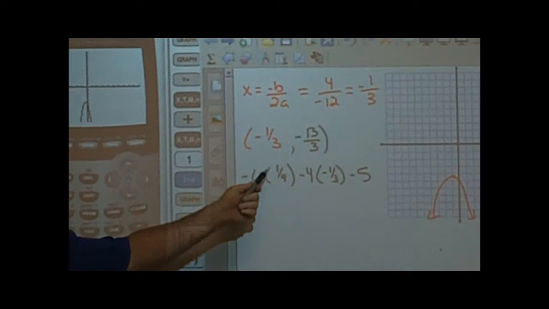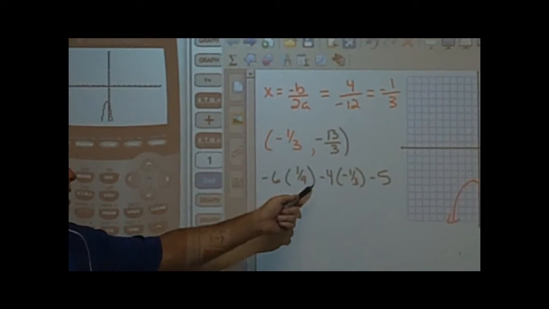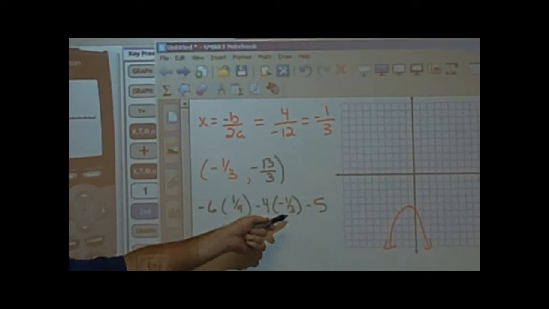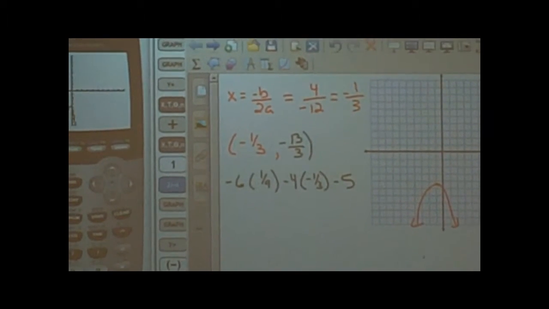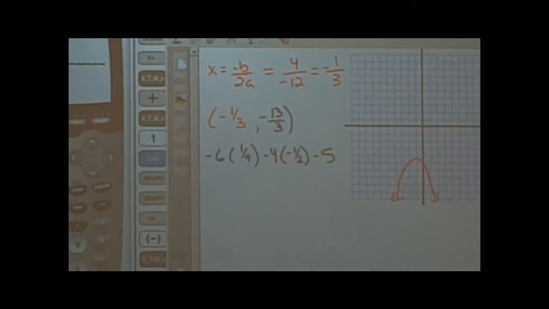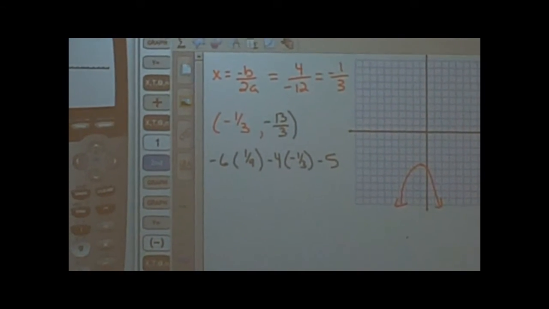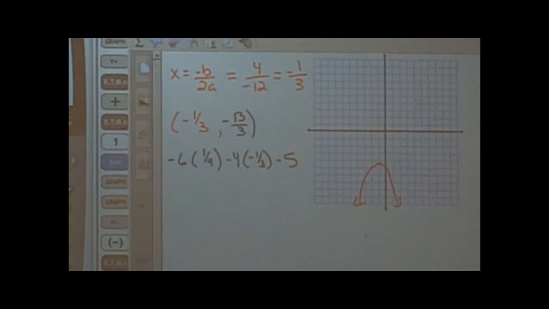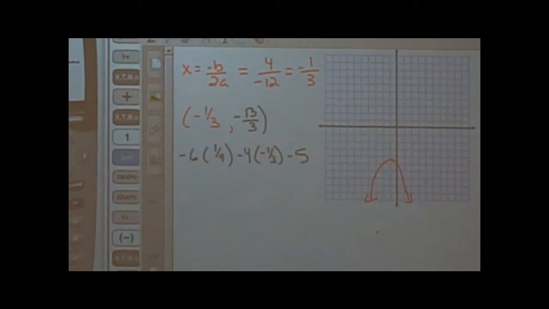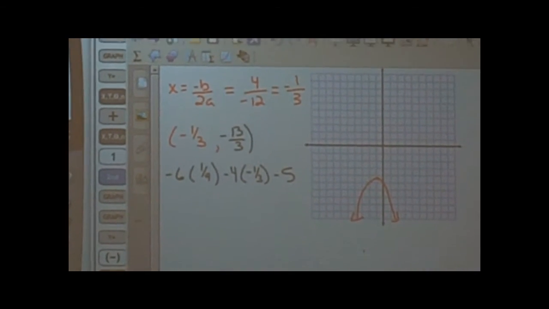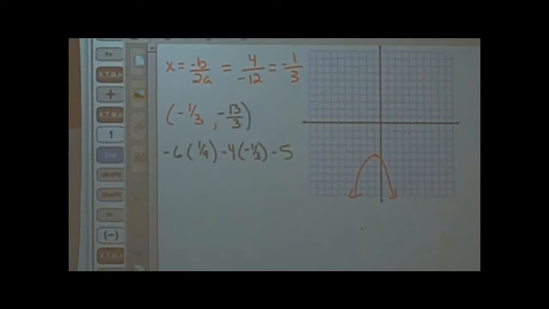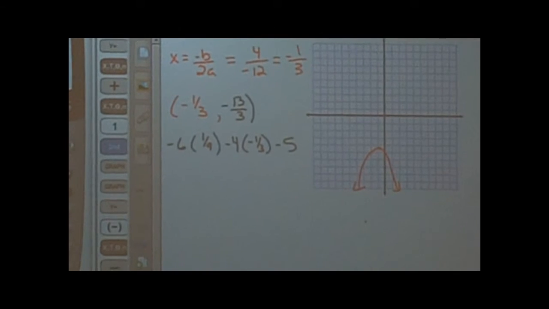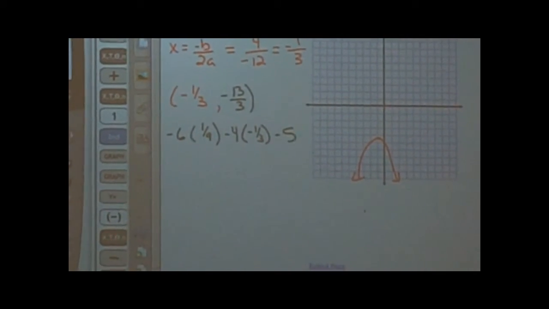Negative 6, parenthesis, 1 divided by 9, parenthesis, minus 4, parenthesis, negative 1 divided by 3, parenthesis, minus 5, enter. That gives you a decimal number. Math, enter. Did everybody get negative 13 over 3? Kai, did you get it second time, son? Yeah. That is your vertex. Our vertex right now is negative 1/3, negative 13/3.